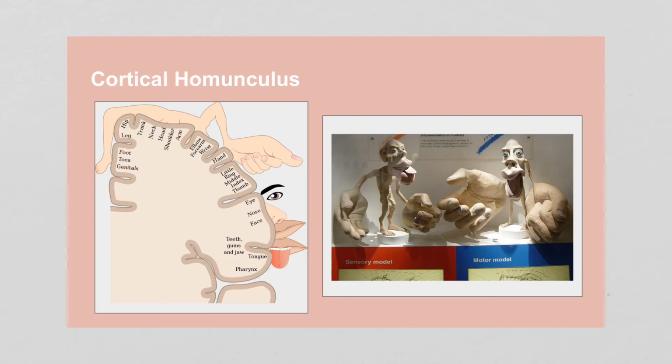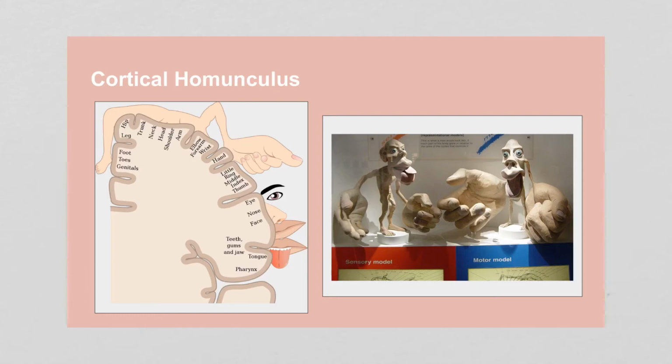When we're talking about the primary somatosensory cortex and the primary motor cortex, one thing that's really helpful for people to see is what's called the cortical homunculus. It's a little bit tough of a word to say. The cortical homunculus is just a way of representing how different parts of the body map onto the brain. And we're looking at those primary cortices right now.